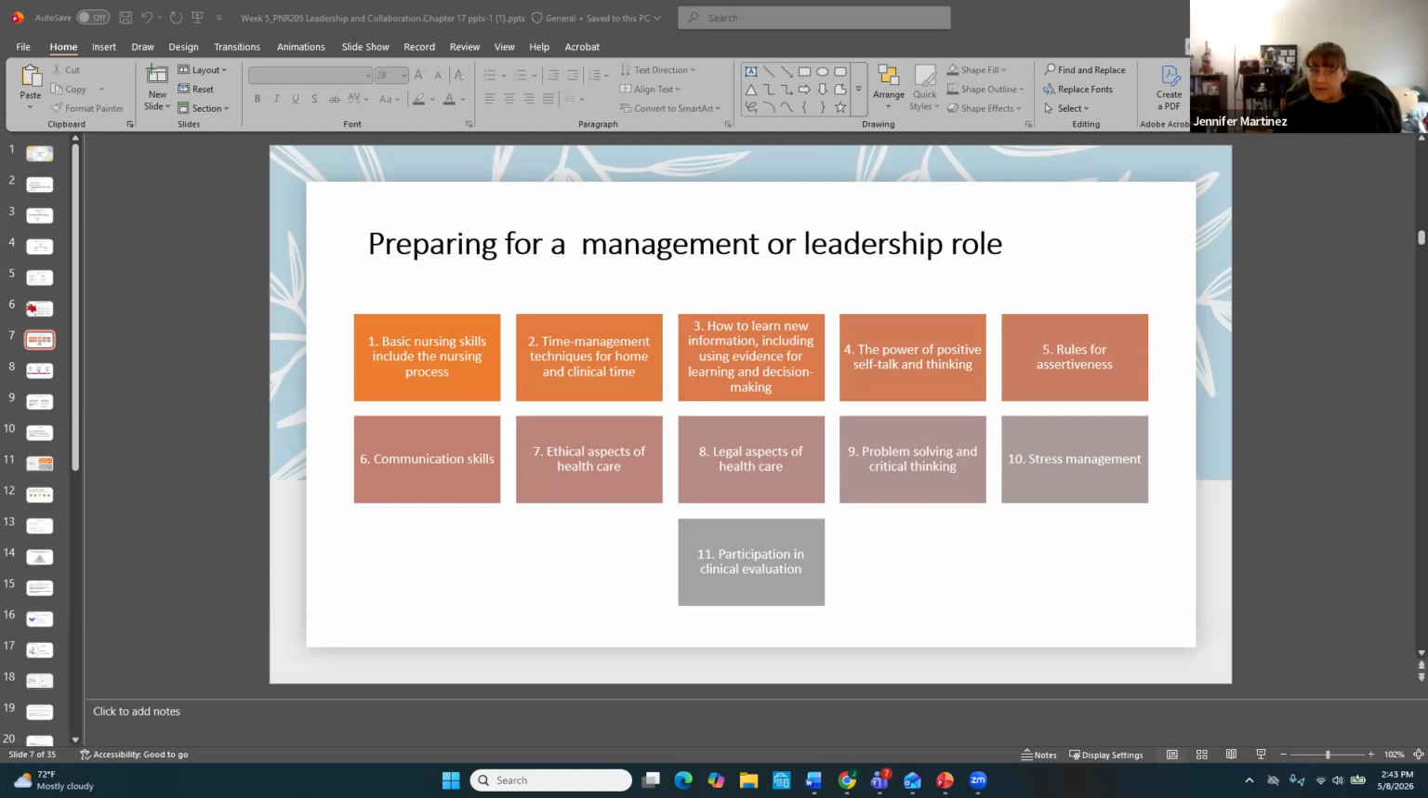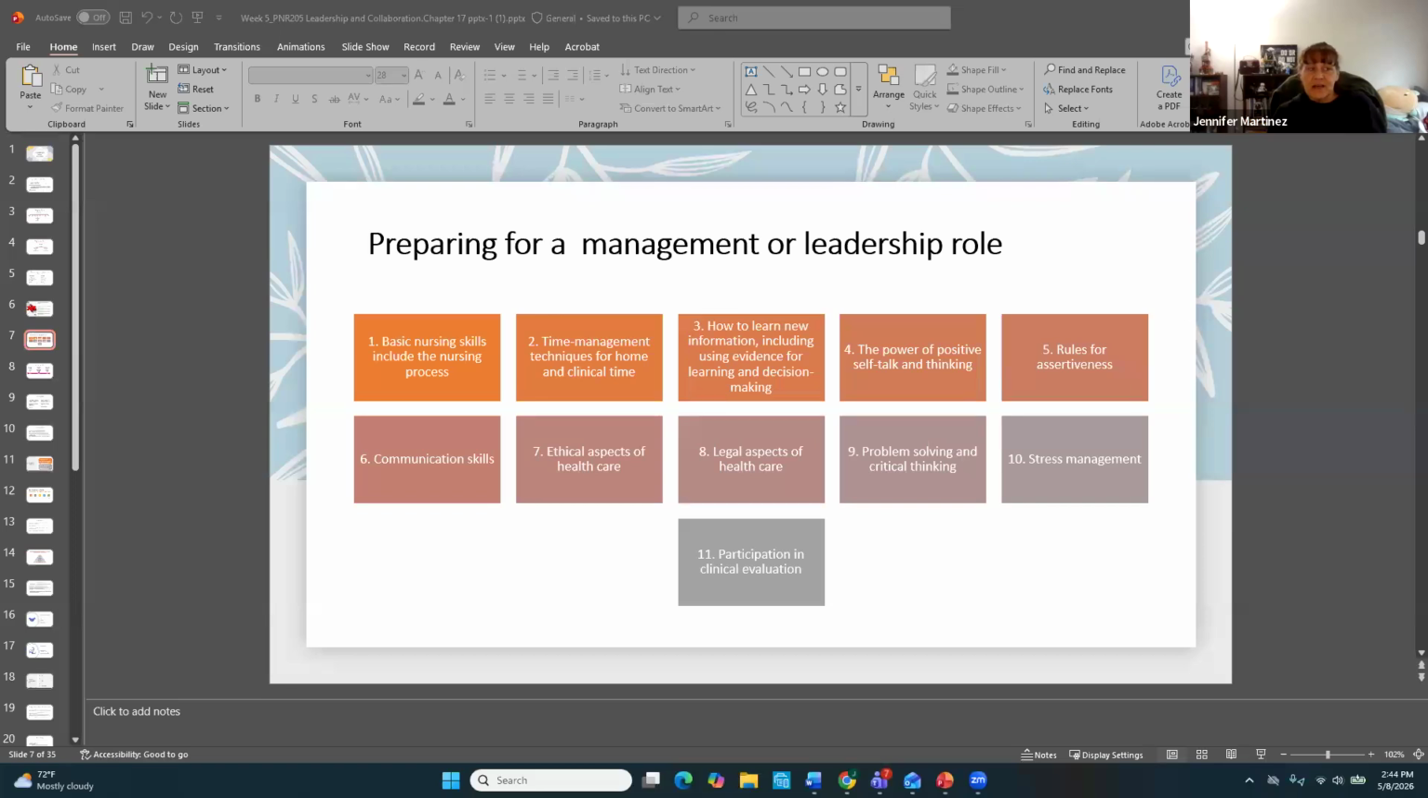Rules for assertiveness. We have talked about assertiveness versus aggressive communication, right? And behaviors, right? So being assertive, having really good communication skills. Communication skills are not just verbal, it's your nonverbal, it is your emails, it's sending messages. You need to know the ethical aspects of healthcare, the legal aspects of healthcare. What are the rules of the organization? What are the accreditation standards? You need to have good problem solving and critical thinking skills.